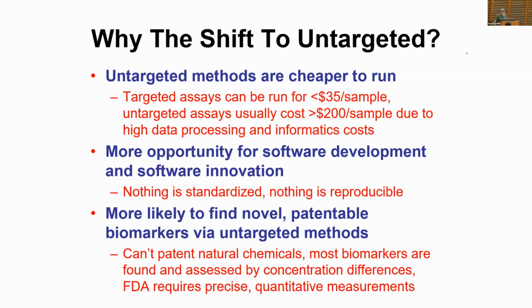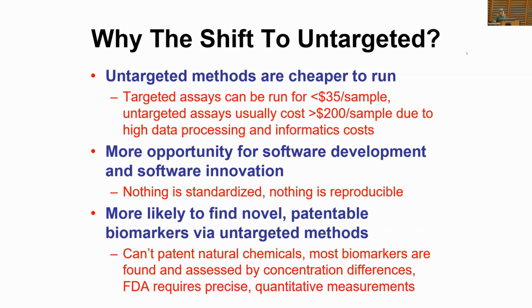The other thing that people believe is that if you can find novel markers, which you generally can't, you can then therefore patent them, and therefore marker discovery is better through untargeted. And what people don't realize often is that you can't patent natural products. You can't patent genes. You can't patent existing compounds. So most biomarkers that are approved or used or even patented are basically those that are assessed by concentration differences. So underline the word concentration. So the FDA requires precise quantitative measurements for approved biomarkers.